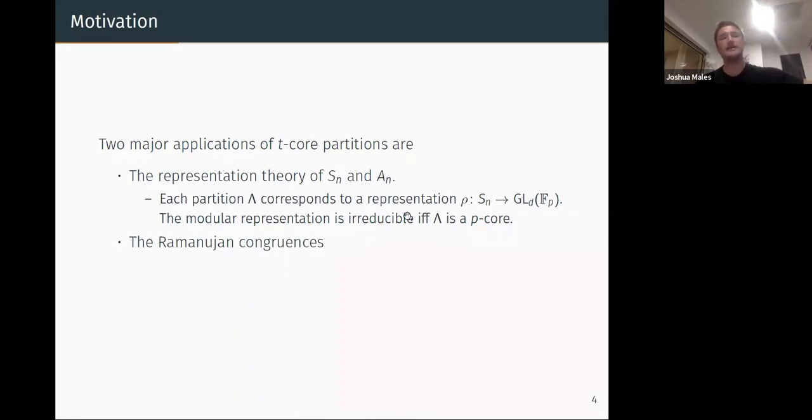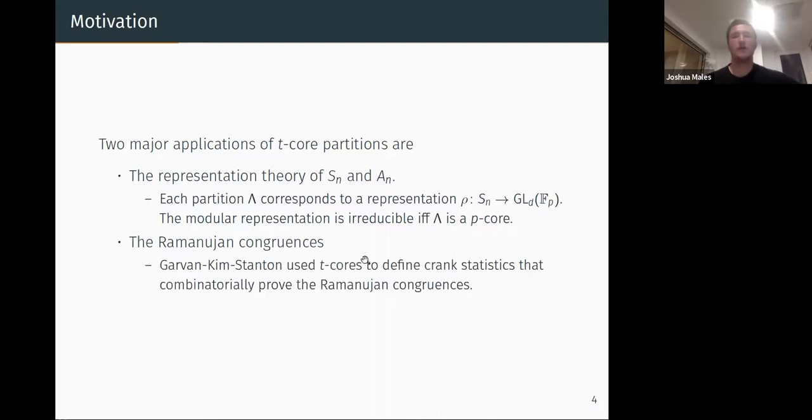The second application is the Ramanujan congruences. I guess everyone here knows these. These are the congruences on partitions, and they were proved many years ago using modular arguments. But the first time that we were able to prove this combinatorially was by Garvan, Kim, and Stanton, who used t-cores, these weird partitions, to define certain crank statistics and then give a proof combinatorially.